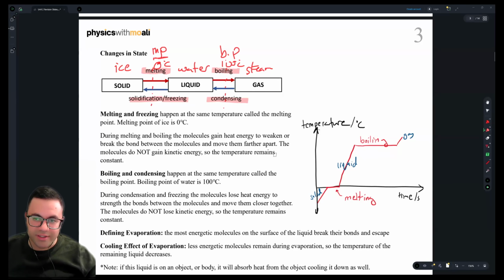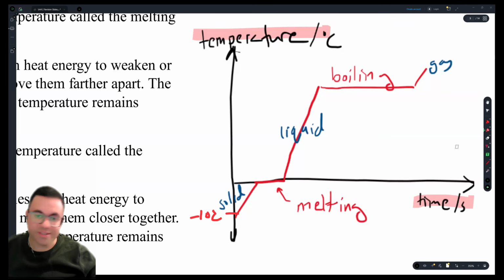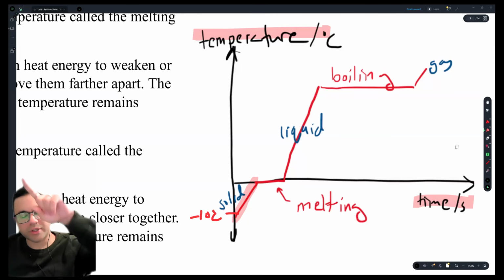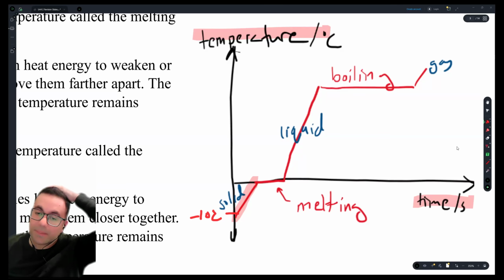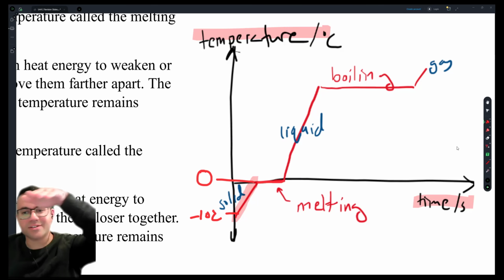Now, one more thing. If I plot a temperature-time graph, or the heating curve, for a piece of ice that maybe starts off at like negative 10 degrees Celsius, when you start heating that piece of ice, the temperature starts to increase, but then when it hits the melting point, which is 0, it stays constant. It's still being heated, but it stays constant.